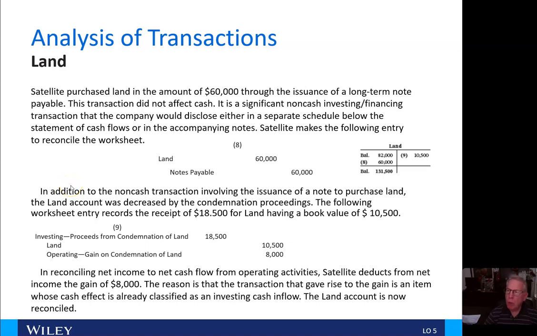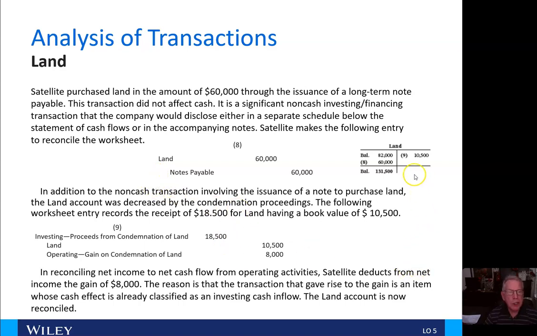For land, they purchased land in the amount of $60,000 through the issuance of a long-term note payable. The transaction did not affect cash. It is a significant non-cash investing/financing transaction that the company would disclose either in a separate schedule below the statement of cash flows or in the accompanying notes. So they make the following entry to reconcile the worksheet. They debit land and credit notes payable here.